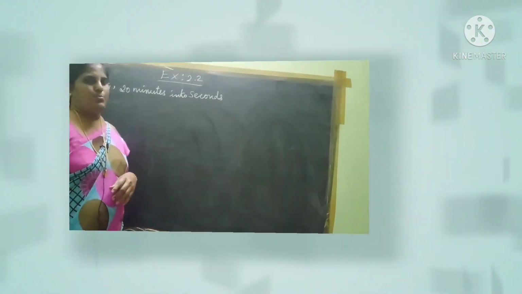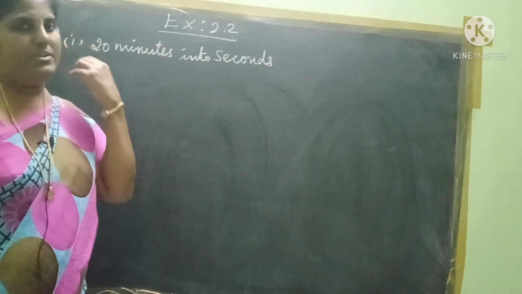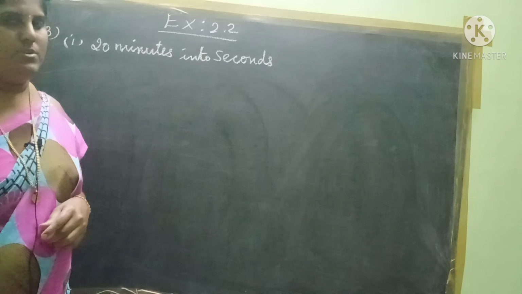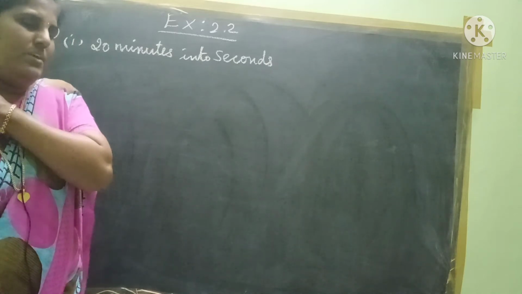Okay, children. Number 2.2. The first two sums are homework. So you have to do it in the book only.